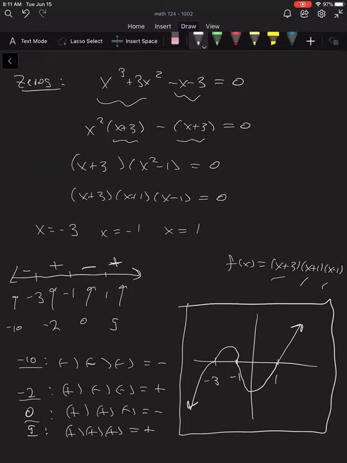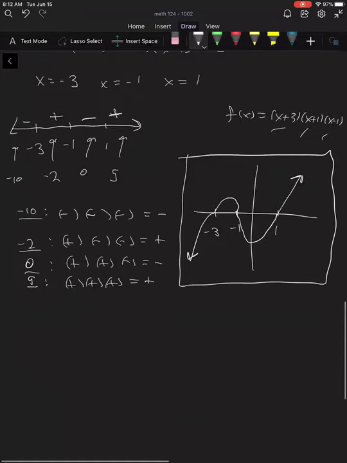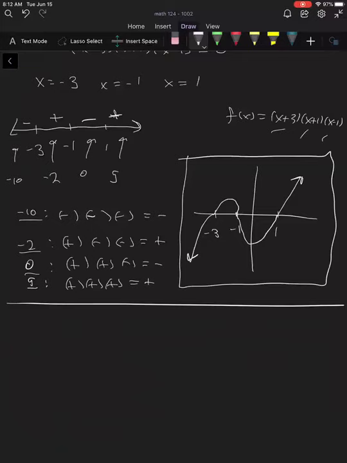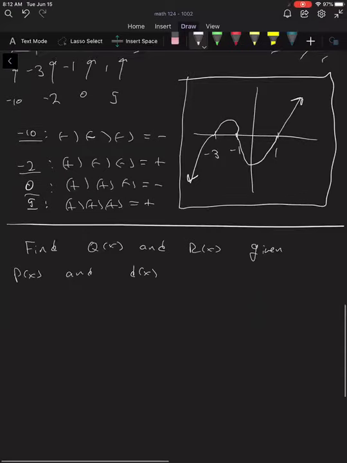Let's do some division ones. For the following, we'll do a couple of these. We want to find Q of x and R of x, given P of x and D of x. For the first one, for the test, whatever you want to use, we'll use synthetic division or long division. I think synthetic division is easier, so let's just go through that one.